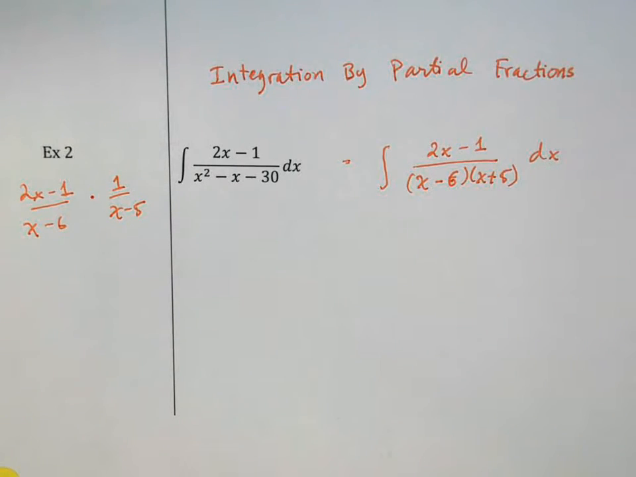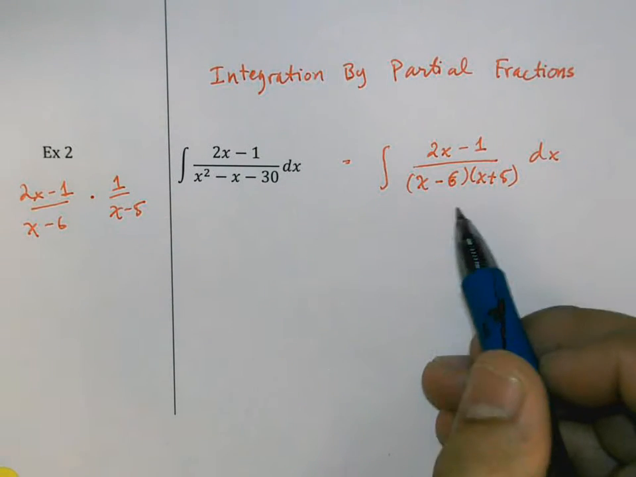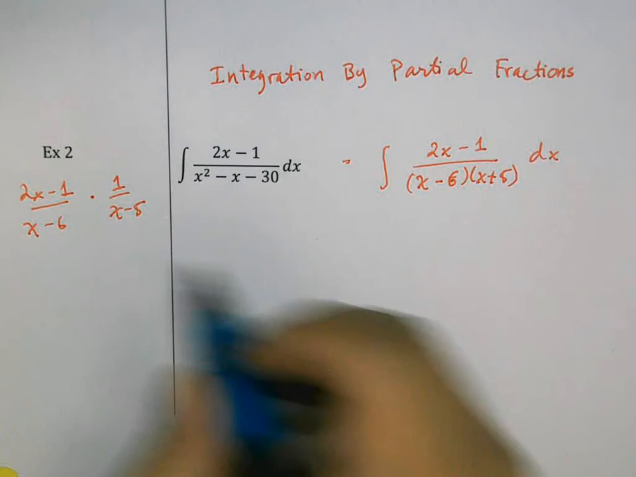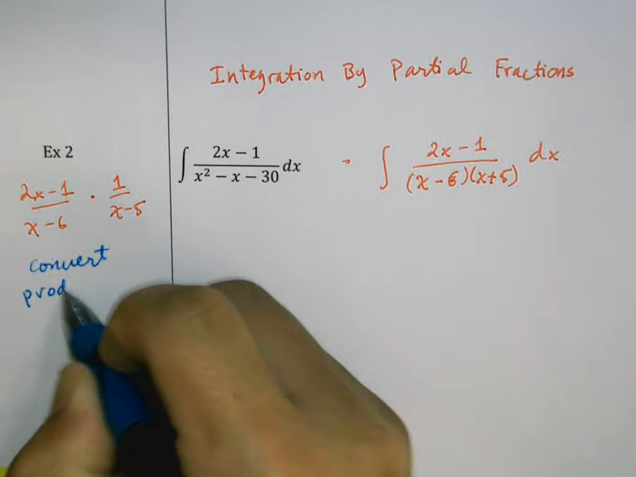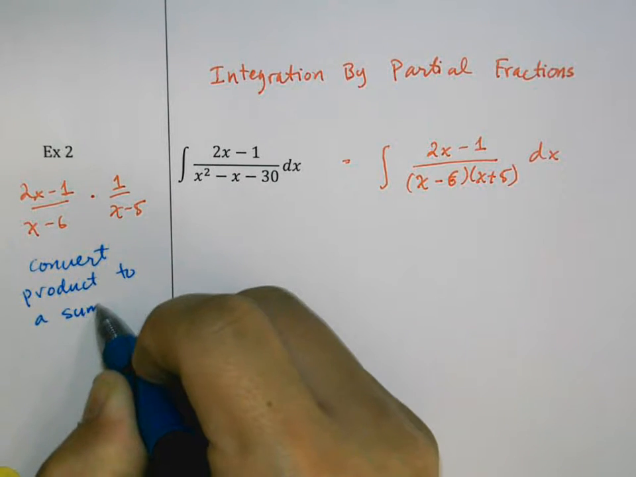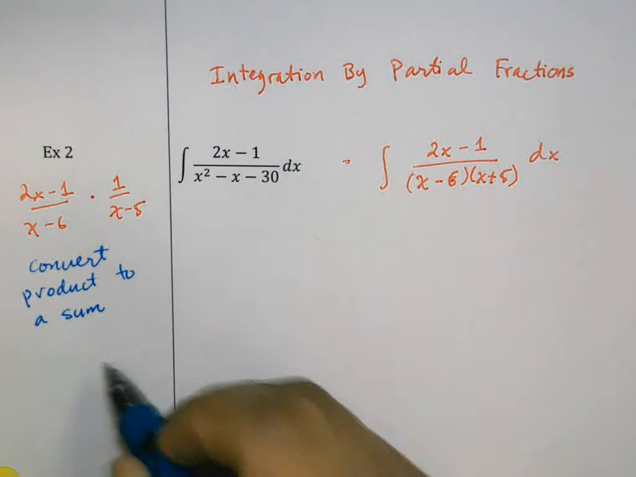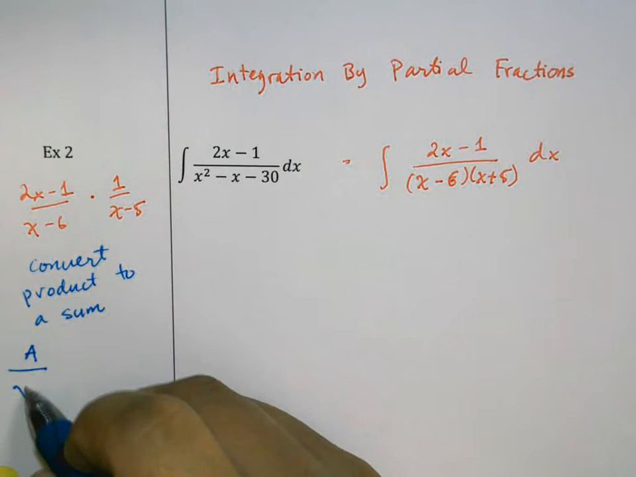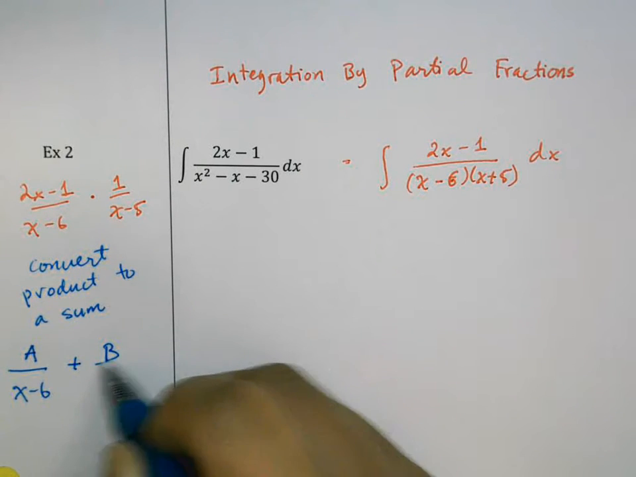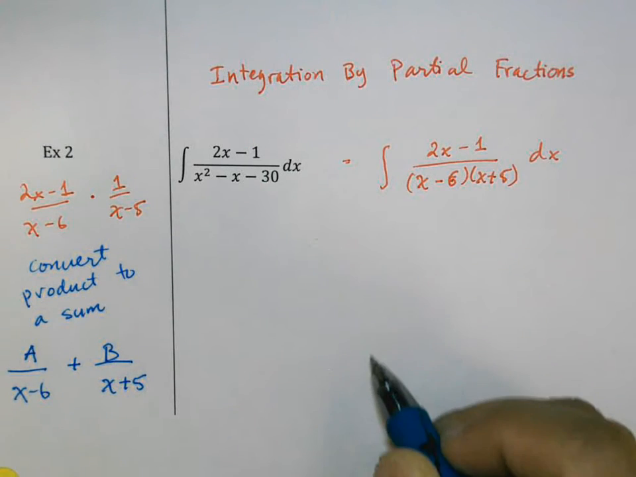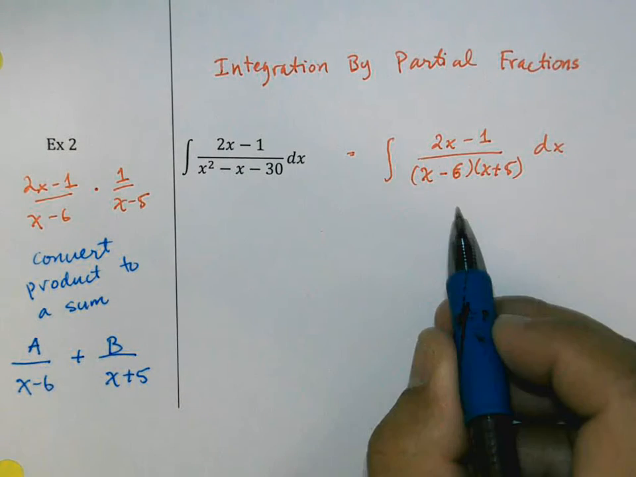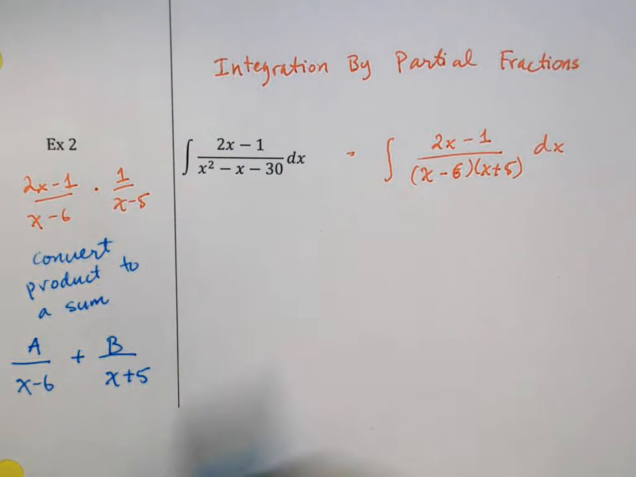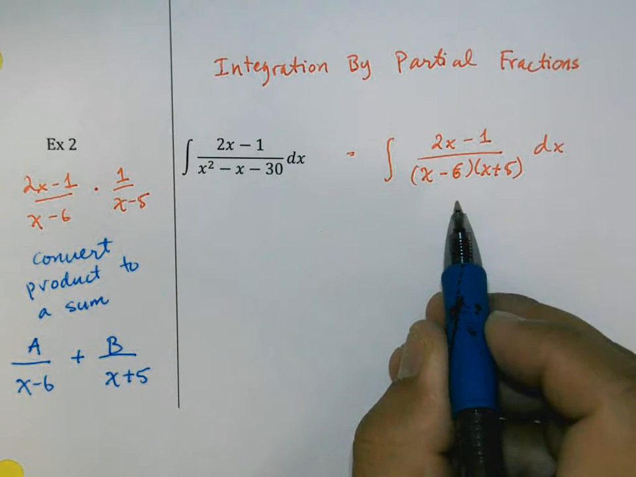What we're really going to do is split this. We're going to take this product here and convert it into a sum. So the idea here on the margin is to convert a product to a sum. We want to make this look like some numerator over x minus 6 plus some other numerator over x plus 5. Because when we do this addition, the least common denominator is going to be x minus 6 times x plus 5. And if we can split it up this way, the integral becomes much easier for us to complete than in its current form.